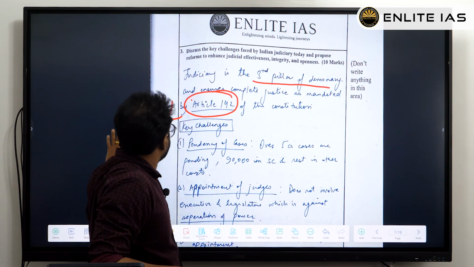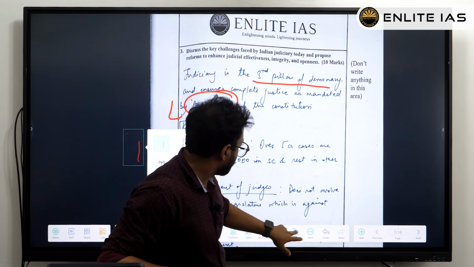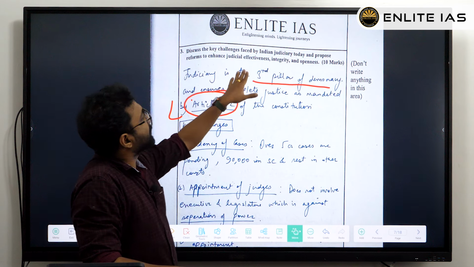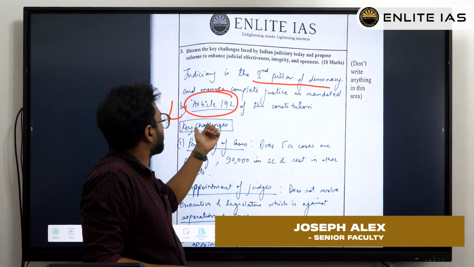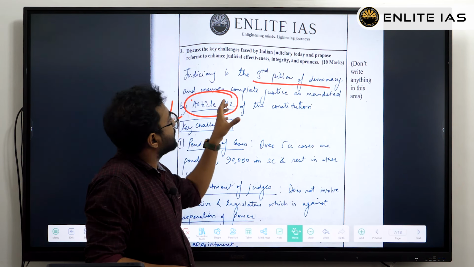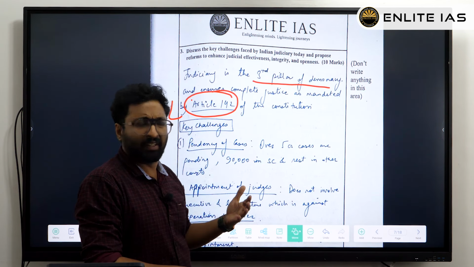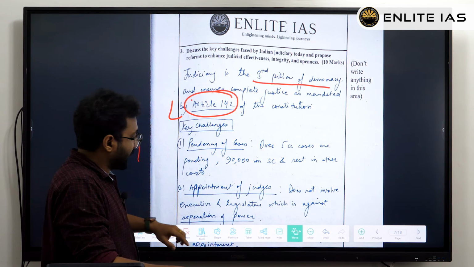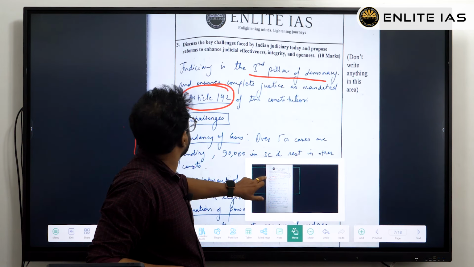Here is the heading, key challenges. He hasn't written 'key challenges faced by the Indian judiciary today'. Whenever you are selecting the title or subheadings, there is no need to write the entire thing as the subheading, like key challenges faced by the Indian judiciary today. No need, just 'key challenges'. I'm telling this specifically for the beginners. Now what are the key challenges?